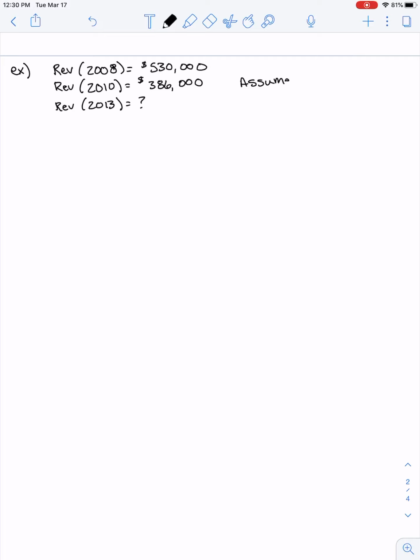Okay, so revenue 2008 is going to be equal to 530,000. Revenue 2010 is unfortunately 386,000. And revenue 2013 is equal to something that we don't know. So assume exponential decay.